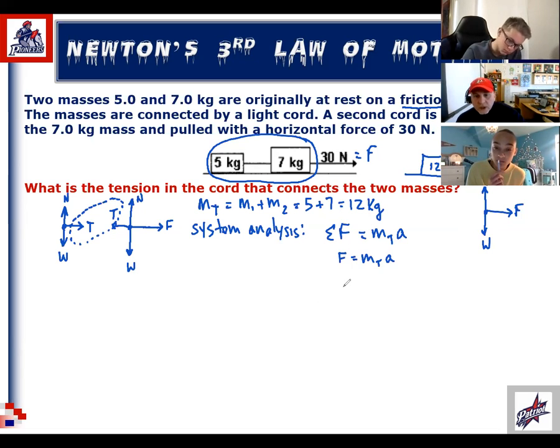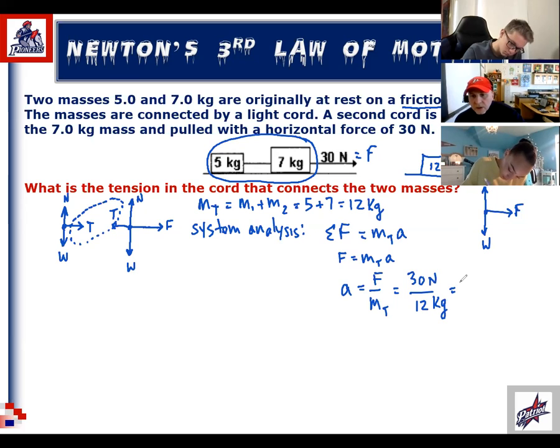And so what we're going to use is we're going to use this to solve for the acceleration, right? And so now I'm going to plug in my 30 newtons. I'm going to divide that by 12 kilograms. What is that? 15 over 6 is 2.5, right? And so both of these objects are going to have an acceleration of 2.5 meters per second squared, right?